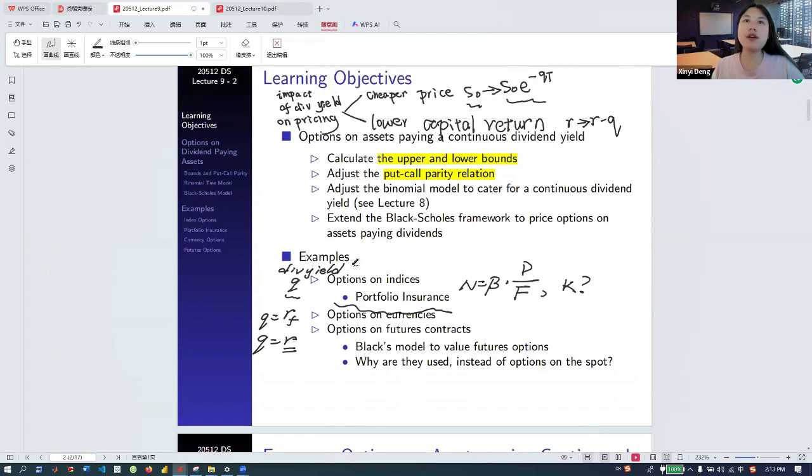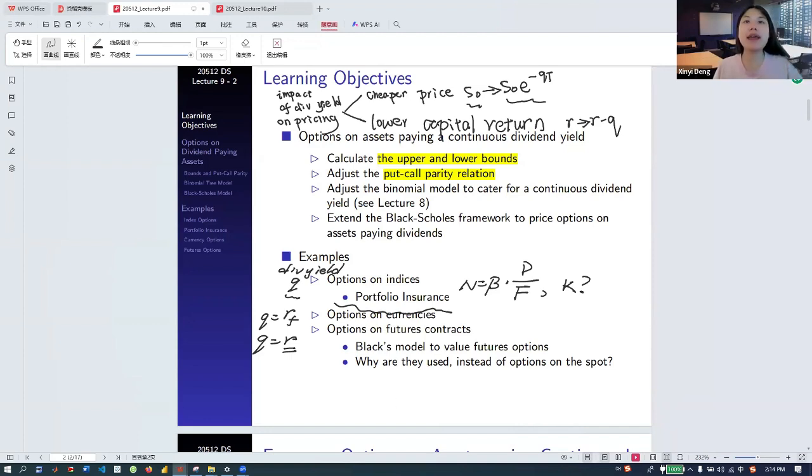Then for the specific examples we're going to tackle today, the options on indices are approximately paying a continuous dividend yield, because the different stocks in the stock index portfolio pay out dividends on different dates. Therefore, on average, on every date you are receiving dividends.